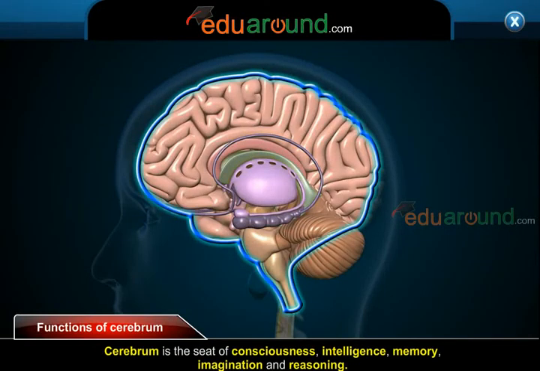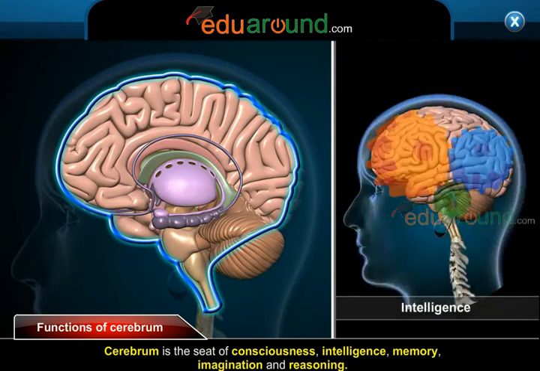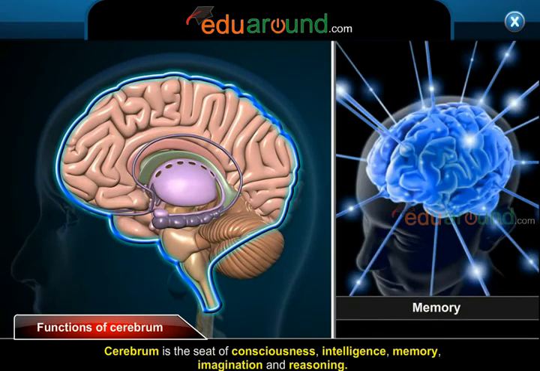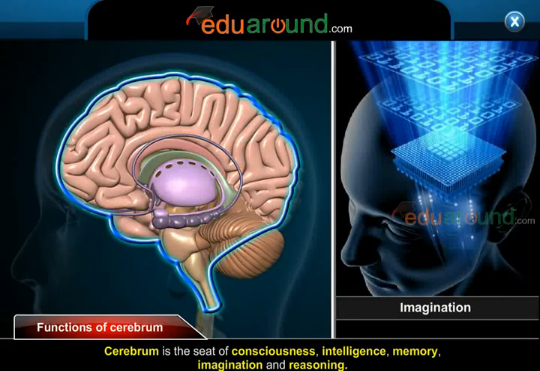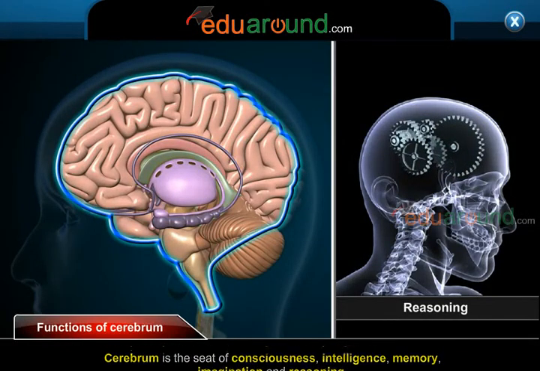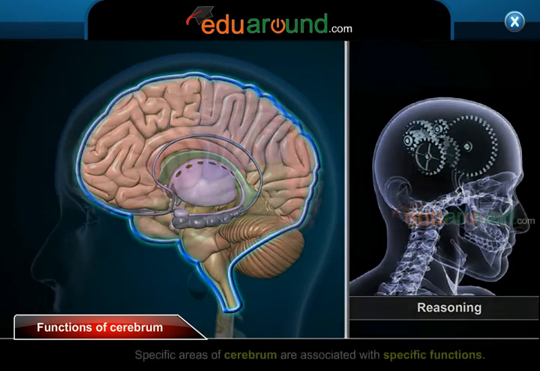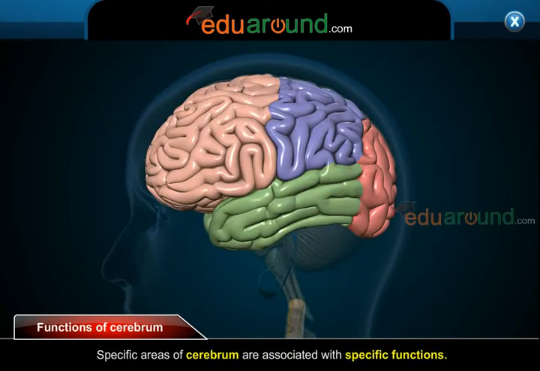Functions of cerebrum. Cerebrum is the seat of consciousness, intelligence, memory, imagination, and reasoning. It receives impulses from different parts of the body and initiates voluntary activities. Specific areas of cerebrum are associated with specific functions.